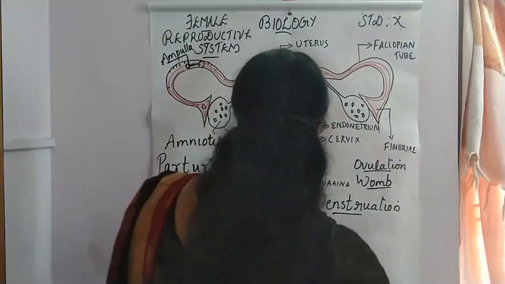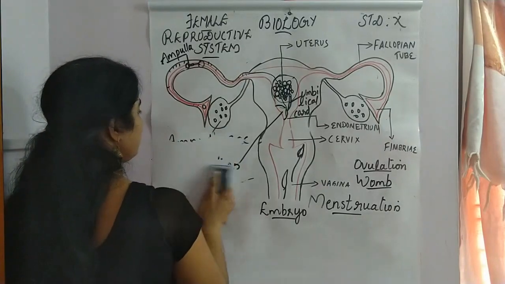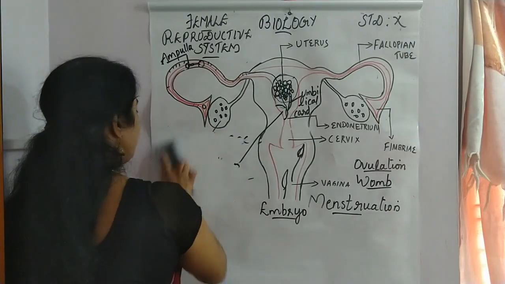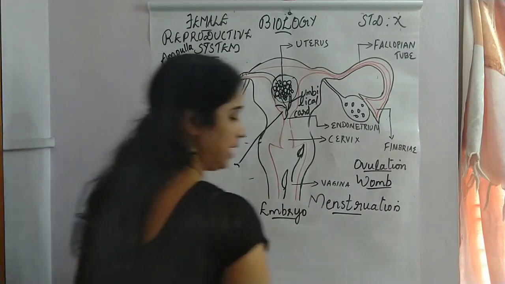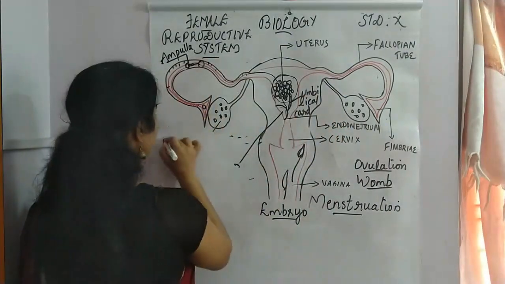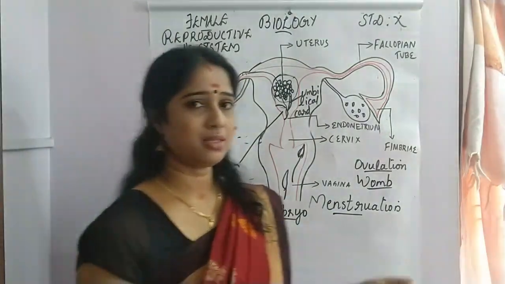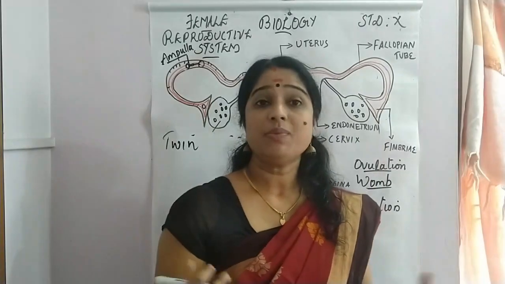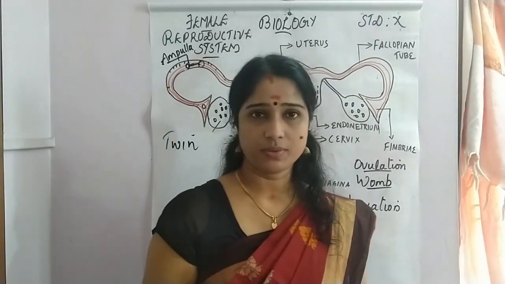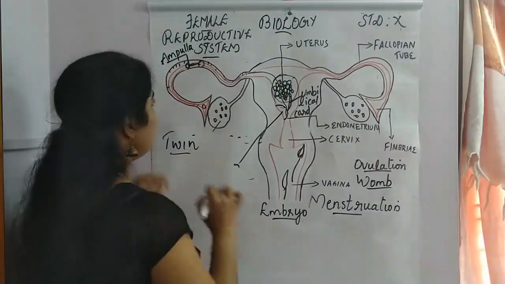Okay. So now some of you have a doubt. I told you only one egg matures at a time. Then sometimes you have heard that some are having twins. Twin babies are born. Sometimes 4 babies are born, sometimes 5, 6, 7, up to 9 babies can be formed in one delivery. First we can discuss how the twins are formed.